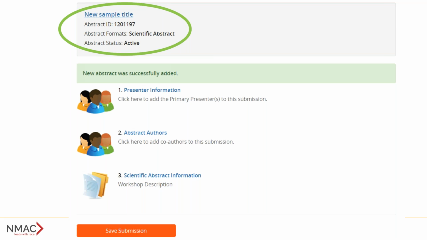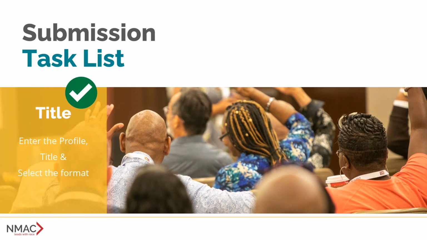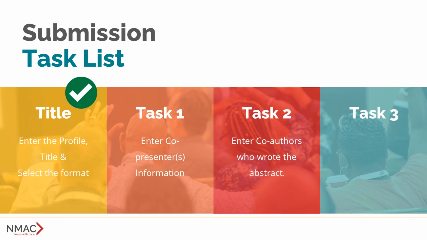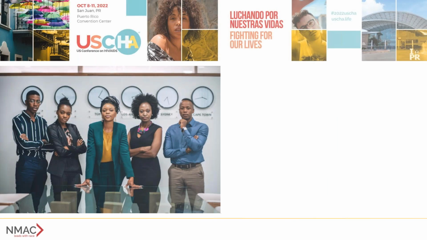So here you go into 3 steps. You'll enter presenter information, your abstract authors, and the scientific abstract information. So first, you've entered in your title. Next, you have to enter in your presenter and co-presenter information.